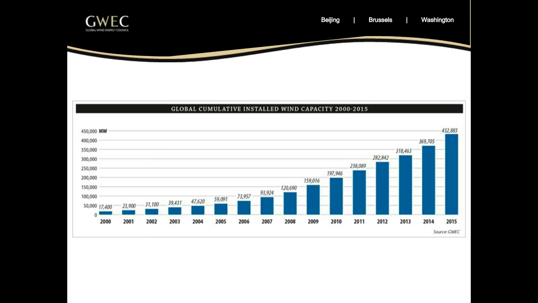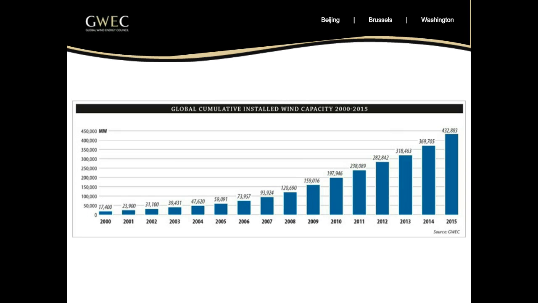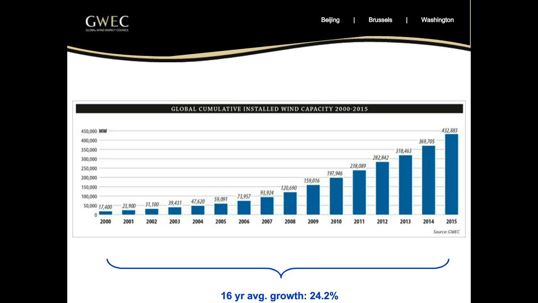Last year was an excellent year for the industry. Sorry, I went too far. Here we go. There's the global cumulative installed capacities for the last 15 years. And you can see that we passed 400 gigawatts last year and ended up the year with almost 433, which represents a growth of about 17% in cumulative terms on the previous year's market.